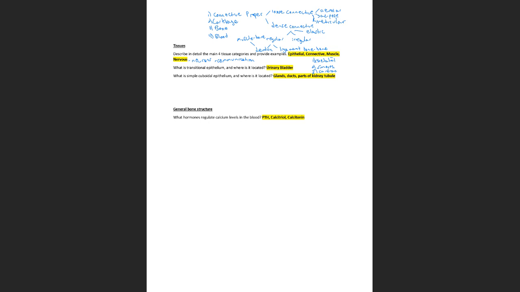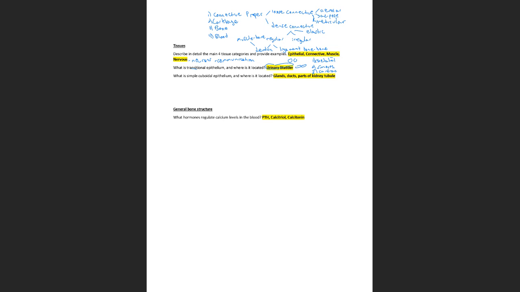Next question is, what is transitional epithelium? This is an epithelium located in the bladder. When the bladder is empty, these cells open up like circular. When the bladder is full, these cells become flattened. The reason for this is so that the bladder can maintain its integrity. Okay, it's constantly being filled up and emptied. That way, the bladder is protected. Okay.